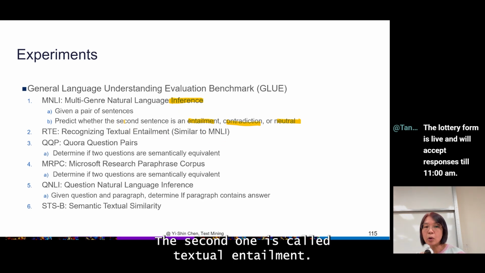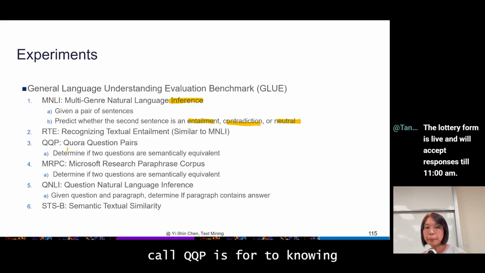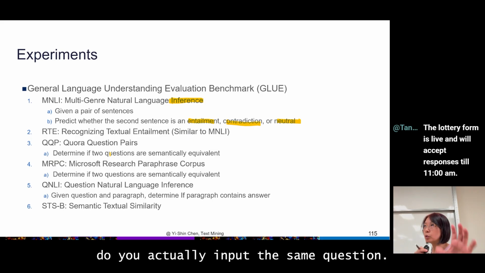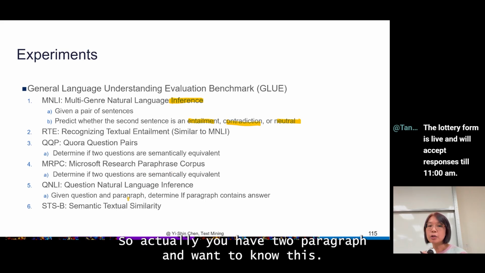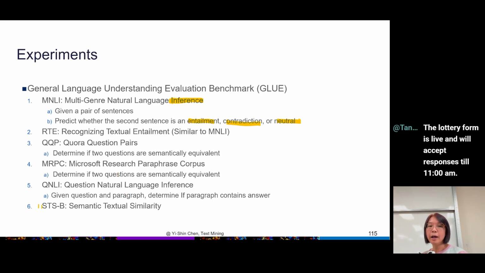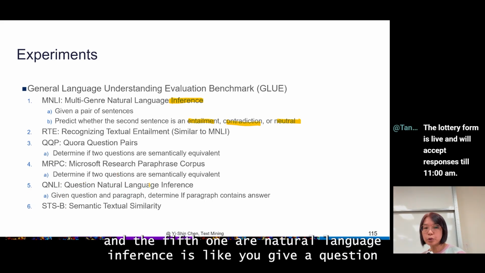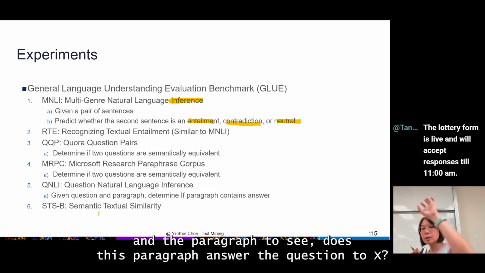The second one is called textual entailment. It's very similar to the first one. And there's one called QQP, which is for knowing whether you actually input the same question. And the fourth one is called paraphrases. So actually you have two paragraphs and want to know whether these two paragraphs are almost the same. And the fifth one, natural language inference, is where you give a question and a paragraph to see whether this paragraph answers the question you ask.